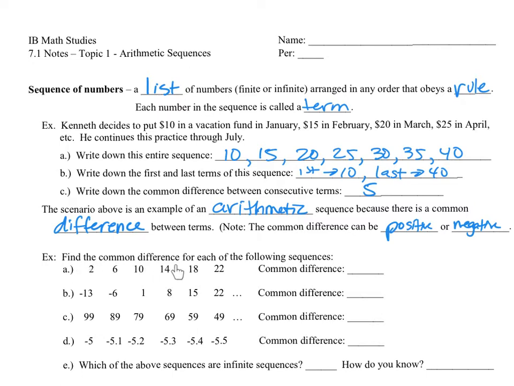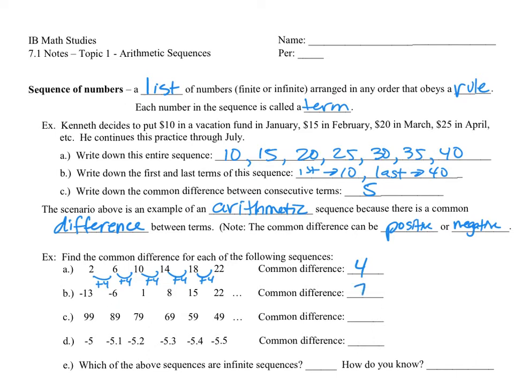It says, find the common difference for each of the following sequences. Well, if our sequence is 2, 6, 10, 14, 18, and 22, you can see that there's an increase of 4 each time, plus 4, plus 4, plus 4 every time. So that common difference is positive 4. Notice the common difference is positive, and each time the terms get larger, okay? How about letter B? If you look at the common difference from negative 13 to negative 6, and then negative 6 to 1, and then to 8, 15, you can see that that common difference is positive 7, okay?